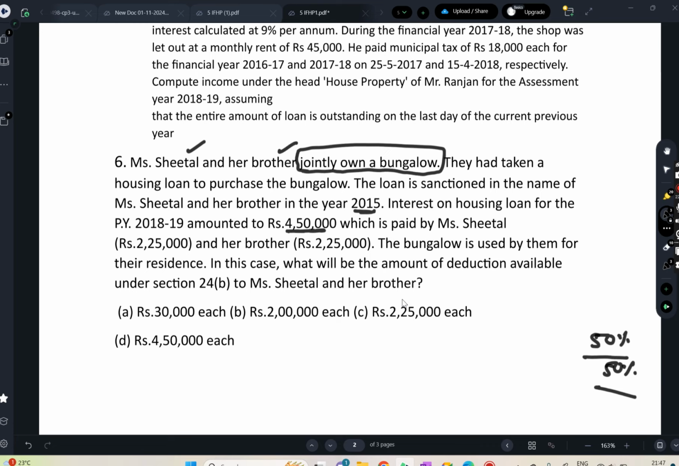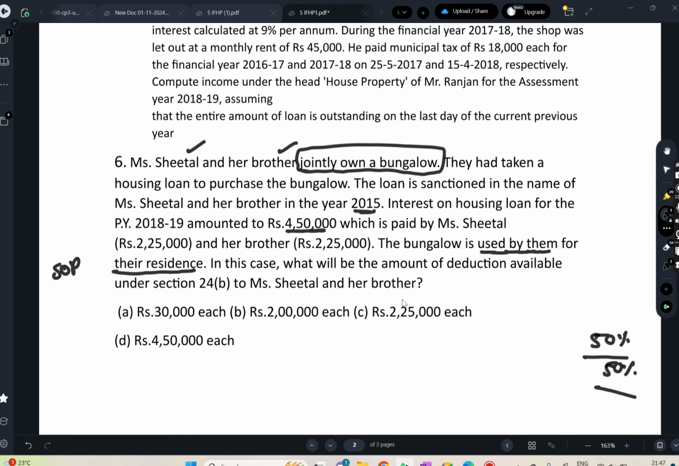So 50%. Then check out, is it a let out property or is it a self-occupied property? If it is a let out property, what do we do? We will find IFHP as if there is a single owner, then split it. Now if it is a self-occupied property, do separately. Okay, now here the bungalow is used by them for their residence, so that means it is a self-occupied property.